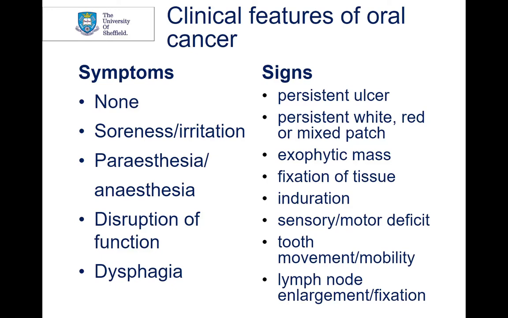Sensory being perhaps if you were to test the innervation of the area of the mental nerve, and you see that there are sensory deficits when you do that, or motor deficit in terms of the functions of muscles around the face, and particularly muscles of the tongue. If the lesion involves the gingiva, you may well have tooth movement or mobility of teeth if there is destruction of the gingiva. And then lastly, which we will talk about in some detail, lymph node enlargement and fixation, which is obviously very important in terms of the spread of disease, and it's in fact very important clinically as a marker of prognosis.